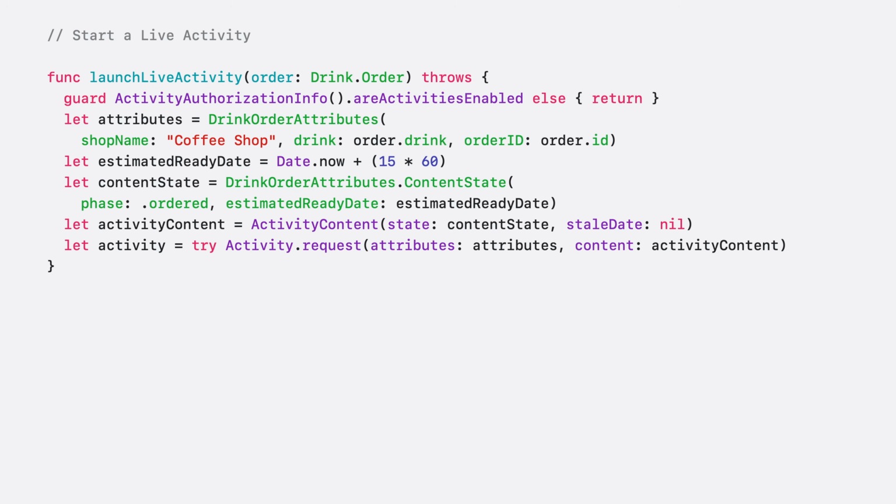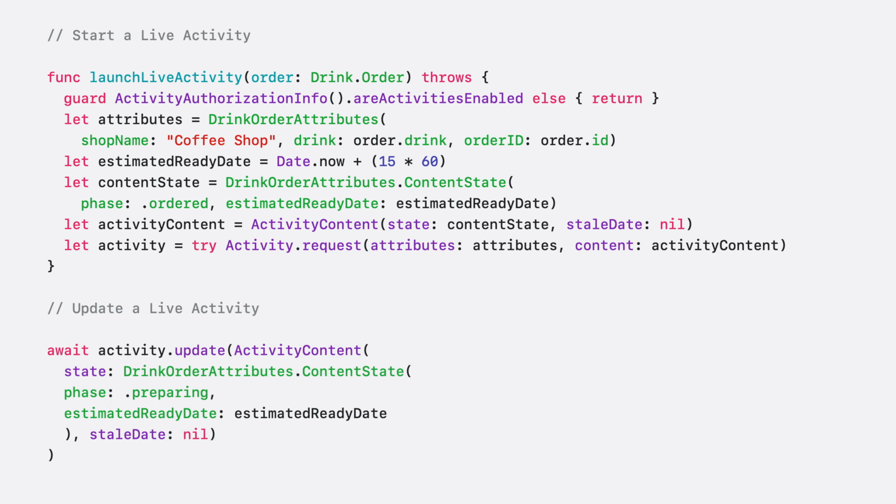The content state of a live activity also has a stale date. A stale date lets you specify when this content should be considered out of date. When the content is stale, your live activity views can indicate that. For now, I won't set a stale date for a coffee order. Then, I'll request the system start a live activity using the attributes and content I've defined. When the live activity is running, it's just as easy to update. Call the update method on the activity with a new content state as well as a new stale date.